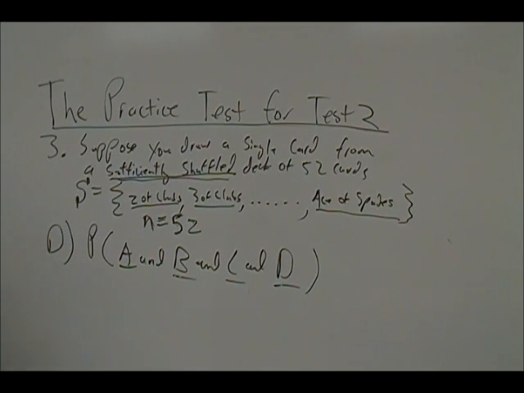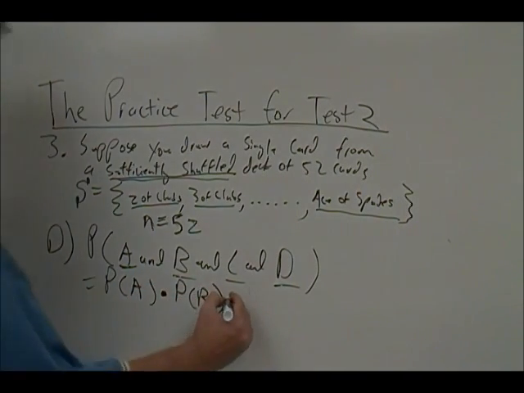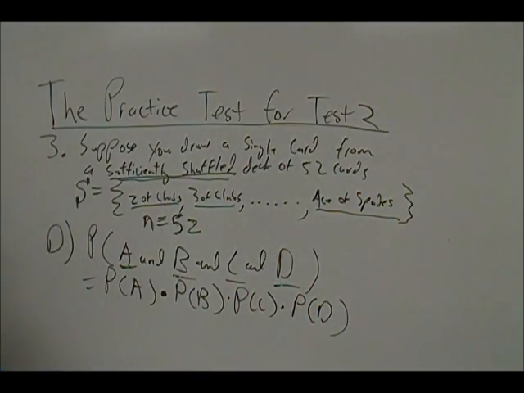Now, if you didn't replace the cards between each draw, you would not get independent events, and you would have to use a different version of the multiplication rule. But here, we do have independent events, so by Formula 1E, this would just be the probability of getting an ace on the first draw times the probability of getting an ace on the second draw times the probability of getting an ace on the third times the probability of getting an ace on the fourth. And the probability of getting an ace on the first draw would be what?